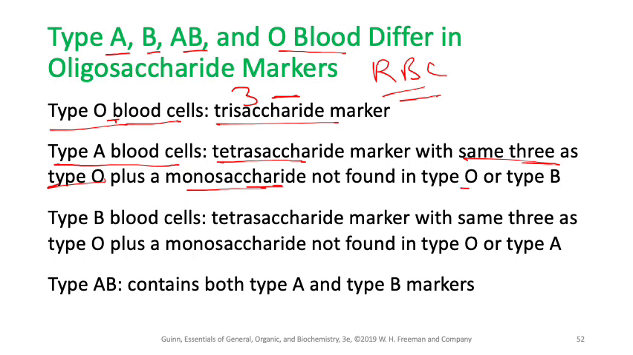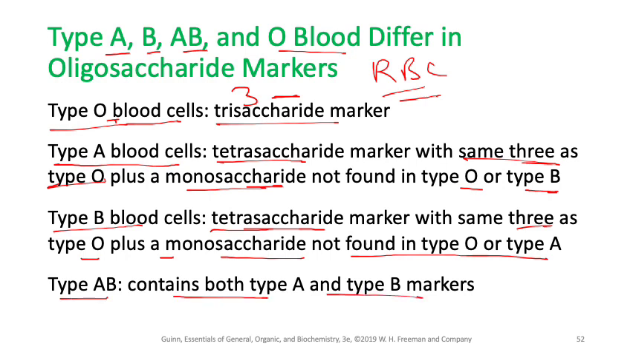That is not found in O and type B. Then type B has a tetrasaccharide one more time, with the same 3 as O plus a monosaccharide not found in O and A. So the fourth one is the differentiation between A and B. Then we have type AB, which contains both type A and type B markers, right? So depending on which kind of oligosaccharide you have on the surface of the cell membrane of the RBC, we have a different kind of blood group. Let's go to the next slide and see the pictorial representation of these groups.